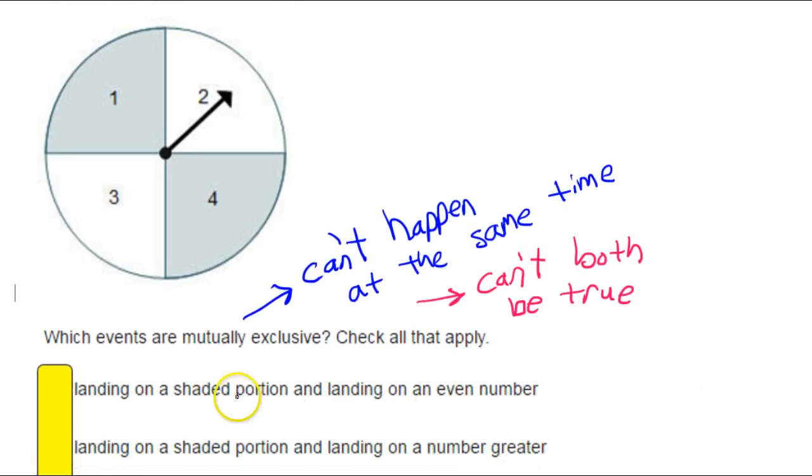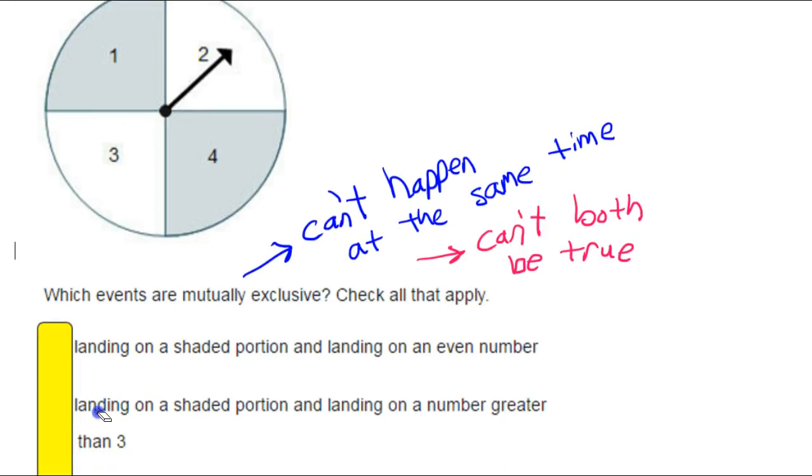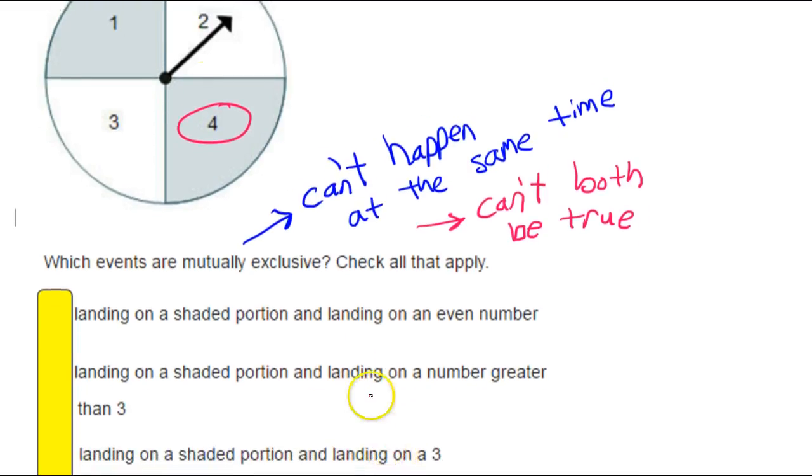Okay, so landing on a shaded portion and landing on an even number. Well, there's one that's shaded and even. They're both happening at the same time, so that is not mutually exclusive. So that one's okay. Landing on a shaded portion and landing on a number greater than 3. Alright, there we go again. We're on a shaded portion and a number greater than 3. So, both things happening together, not mutually exclusive. So that's not the answer.